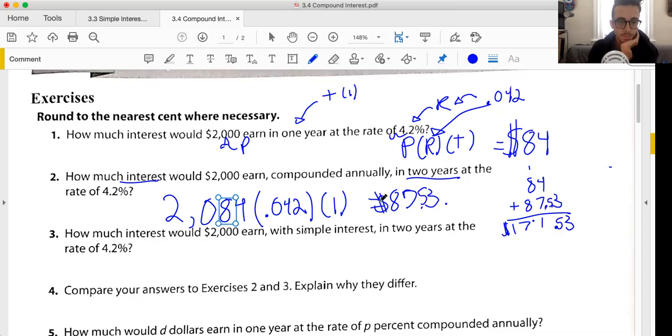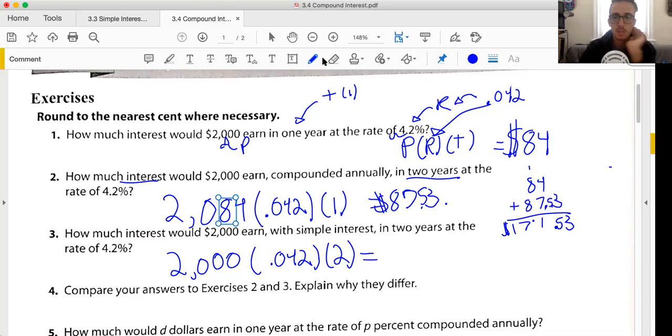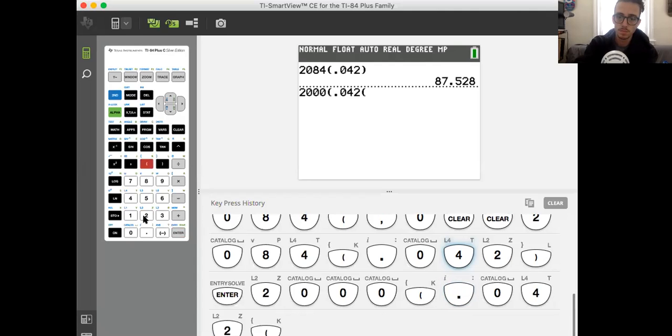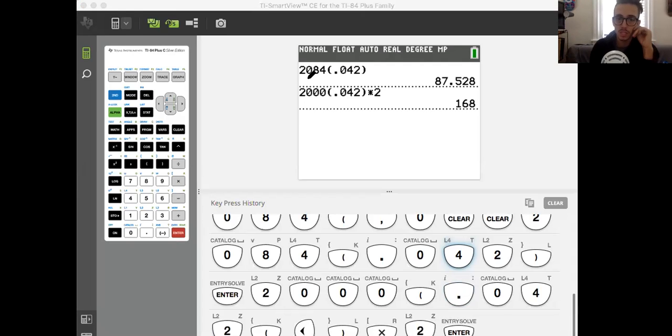Simple change, okay. How much interest would $2,000 earn with simple interest in 2 years at that rate? So if this was simple interest with 0.042, now over the span of 2 years, what do you think? Do you think that this is going to be more or less? Well, let's find out. Let's go to the calculator. We're doing 2,000 times 0.042 times 2, 168. So slightly different.